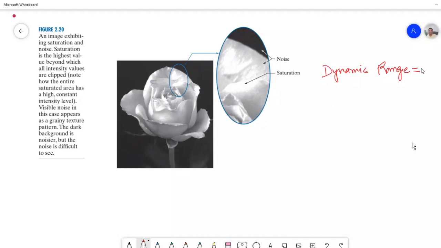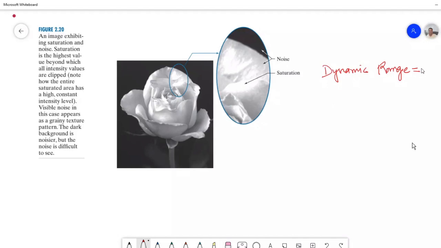Now you can calculate this MMI with the help of saturation. Is that clear? Similarly, you can also calculate this MDI by the noise. Is that clear? Yes, sir.